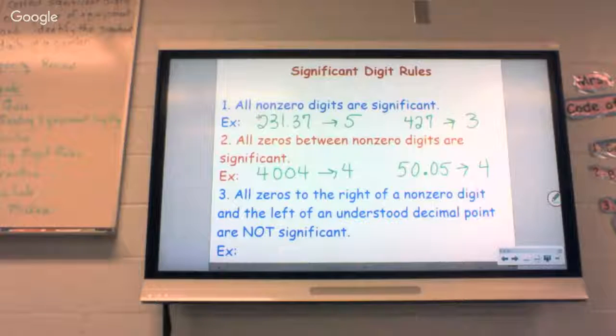All zeros to the right of a non-zero digit and to the left of an understood decimal point are not significant. All zeros to the right of a non-zero digit and to the left of an understood decimal point are not significant.